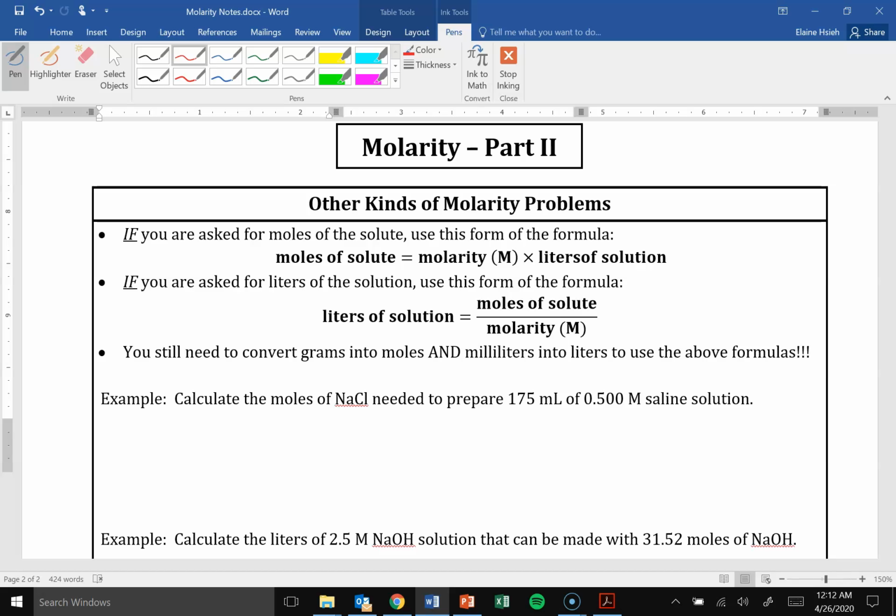So the formula becomes moles of solute equals molarity times liters of solution. If you are asked for the liters of the solution, then you would rearrange the formula so that liters of solution is equal to the moles of the solute divided by molarity. Now, make sure that you are still converting grams into moles and milliliters into liters when you're using these formulas. So let's look at how this works. Let's do a couple examples.